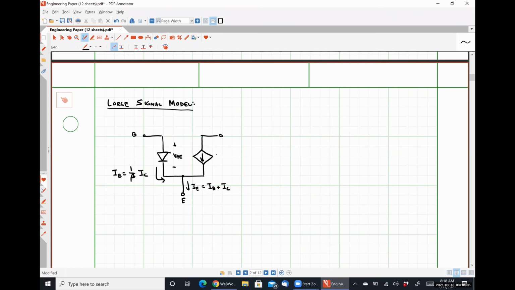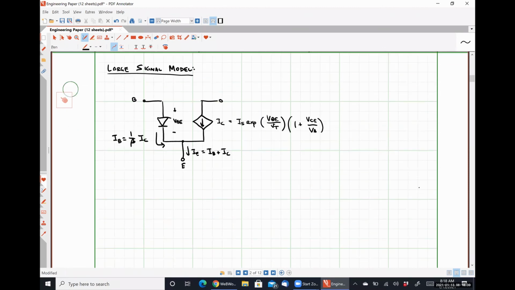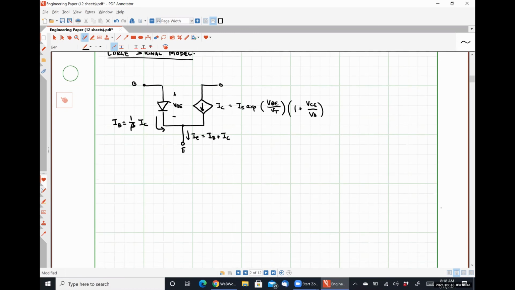But now we have IC is equal to IS EXP VBE over VT times 1 plus VCE over VA. So it's the exact same large signal model, except that the early effect parameter 1 plus VCE over VA is included. For our small signal model, it's going to cause a reasonably significant change. And so let's talk about that real quick.